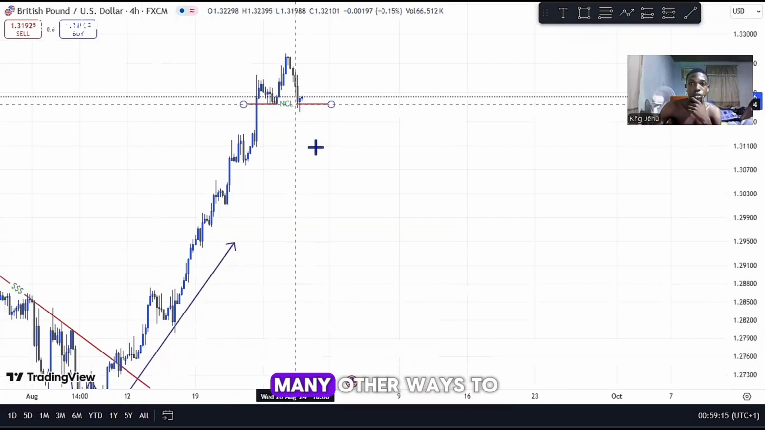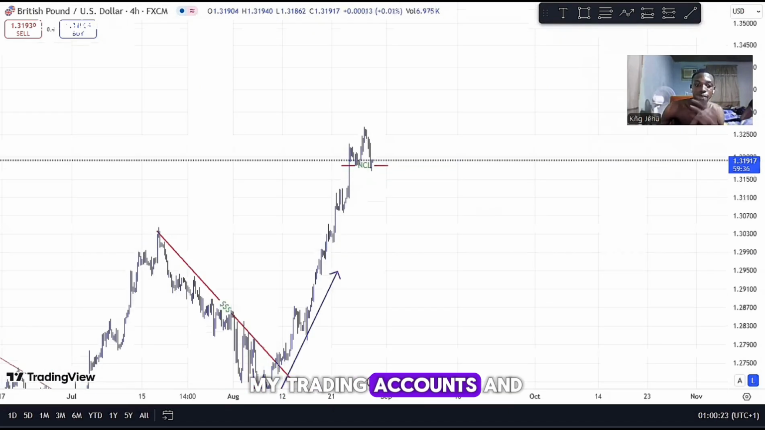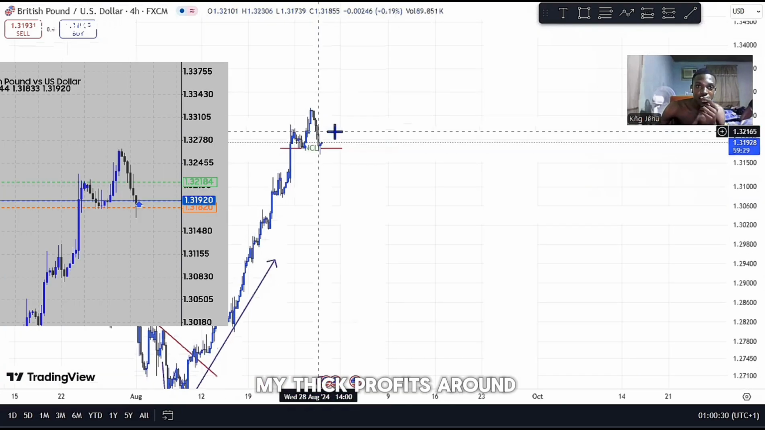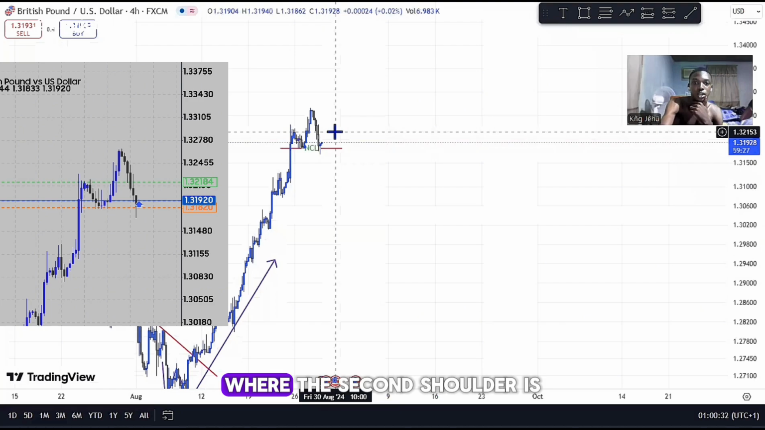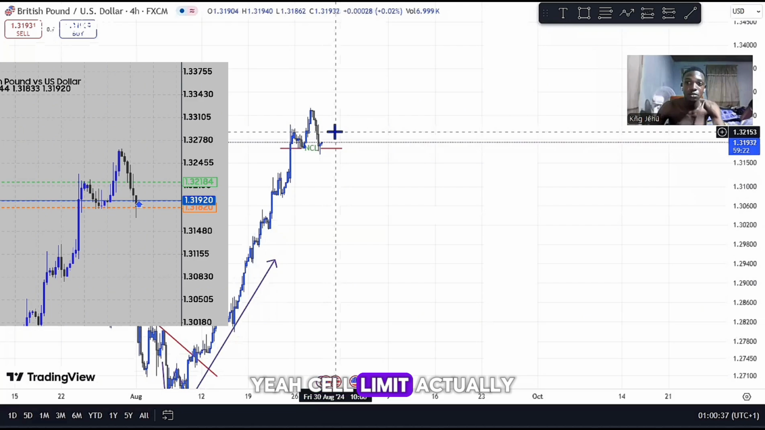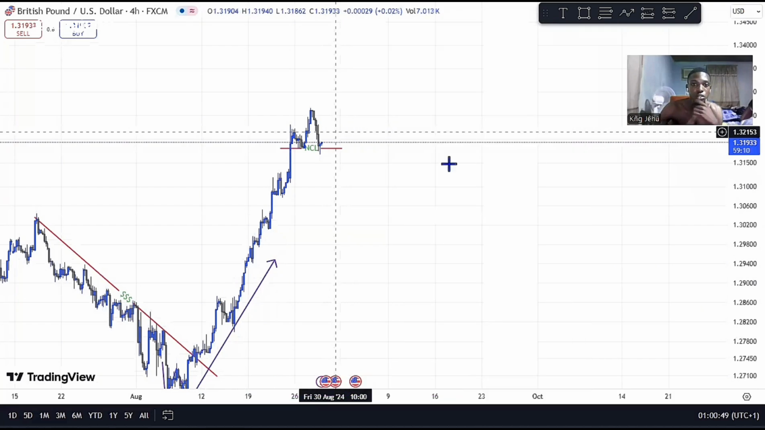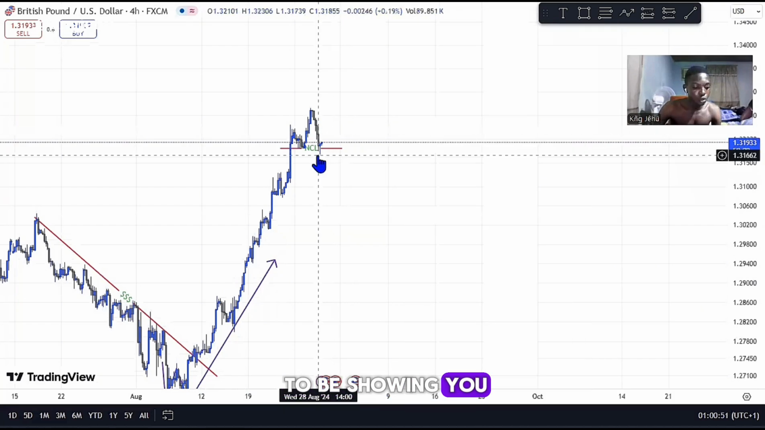So there are also many other ways to analyze this chart, but at this point, I immediately went to my trading accounts and sold. And then I set my take profit around this level where the second shoulder is, and then I enter the sell from right here, sell limit actually, because the market has not reached here. I place my sell limit here and then my stop loss just above this high. And then once the market begins to move down, I also shift my stop loss to break even and secure some of the positions.